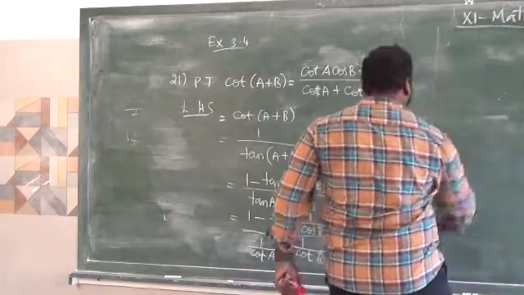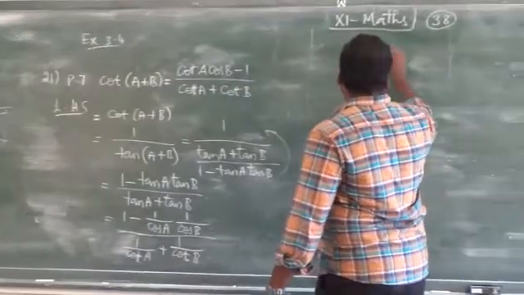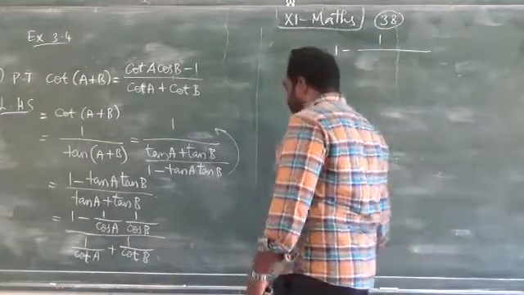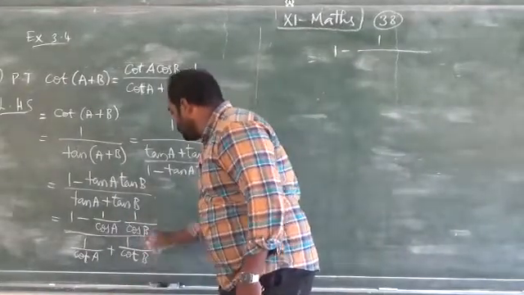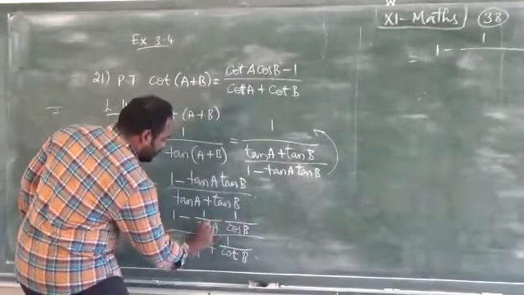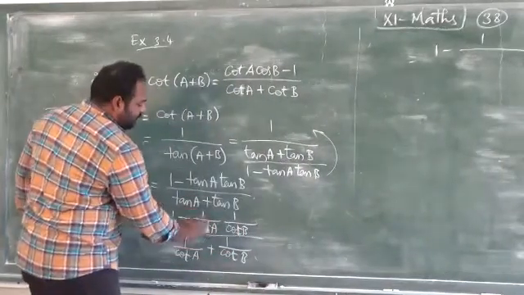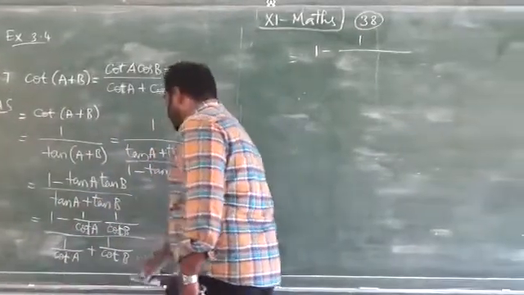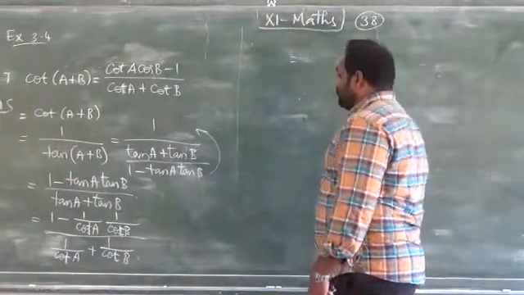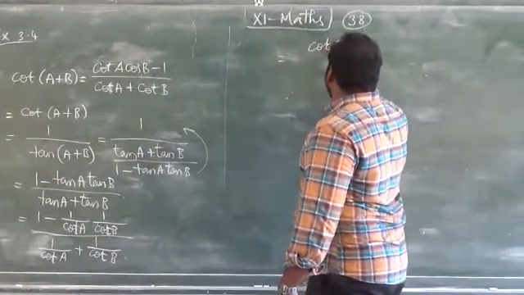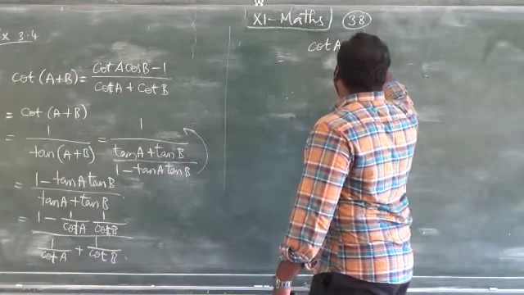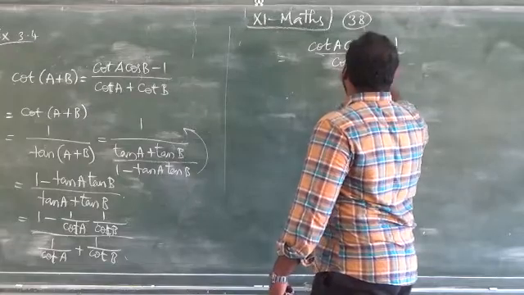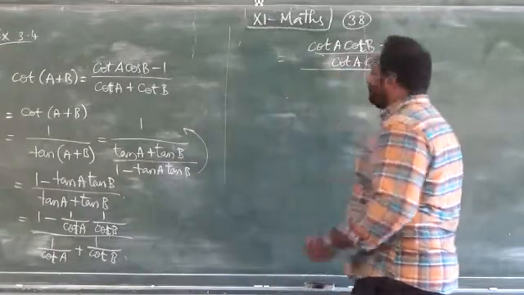The numerator we have 1 minus 1 by cot A cot B. Taking the LCM, I am just cross multiplying with 1, it is cot A cot B minus 1 by cot A cot B, whole divided by the denominator.